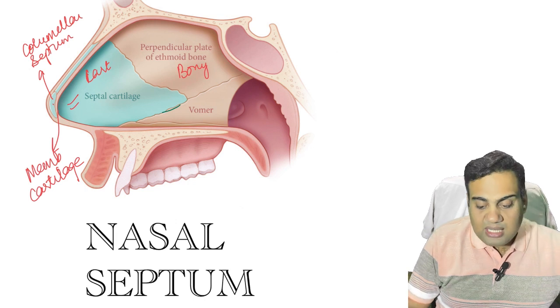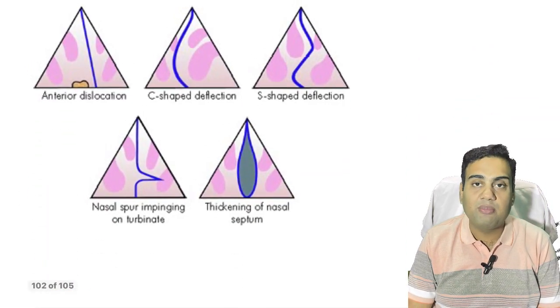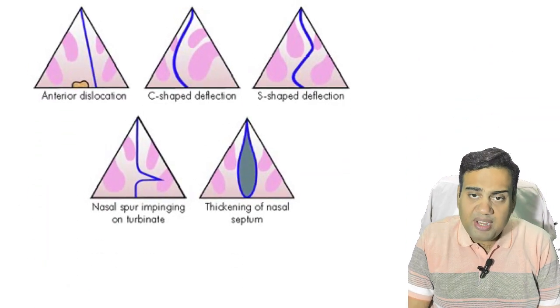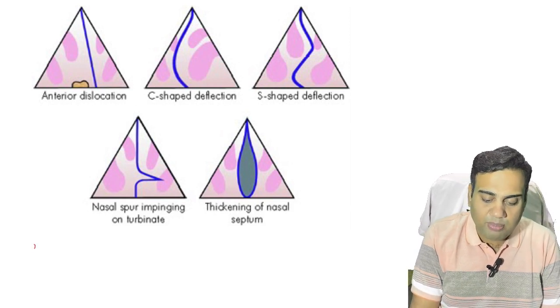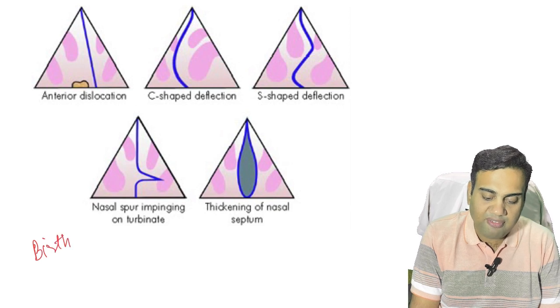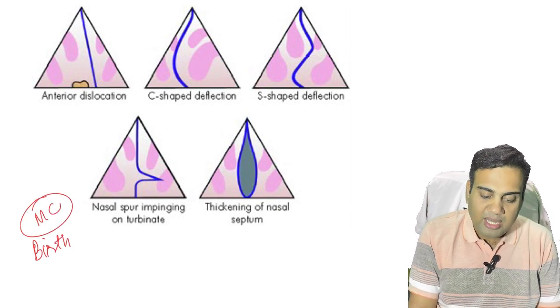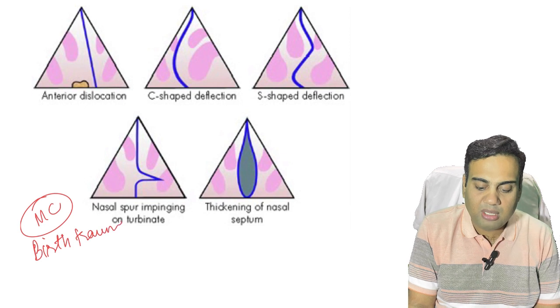So let us understand how this deviated nasal septum is formed. This deviation of the nasal septum, the most common cause of this deviation is birth trauma. Please remember everyone, the most common cause is birth trauma. What do you mean by birth trauma?